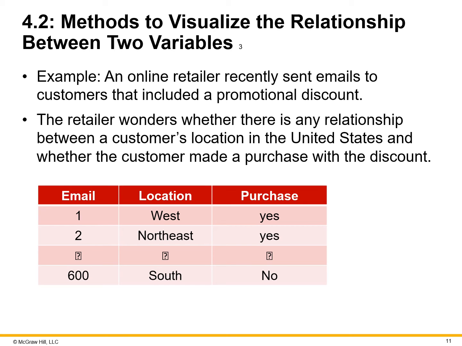Now, here's an example of methods to visualize the relationship between two variables. For this, an online retailer recently sent emails to customers that included a promotional discount. The retailer is wondering in this analysis whether there's any relationship between the customer's location and whether the customer made a purchase with a discount. So these analysts want to know if location has any correlation to purchase. We can do this with a stacked bar chart. We'll look at that in the next slide.